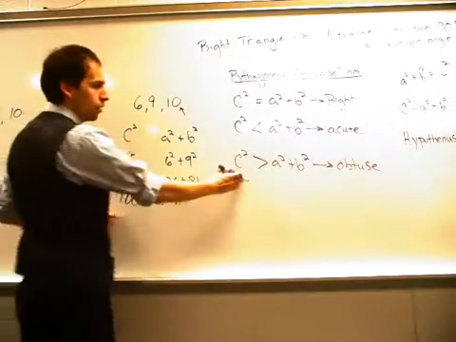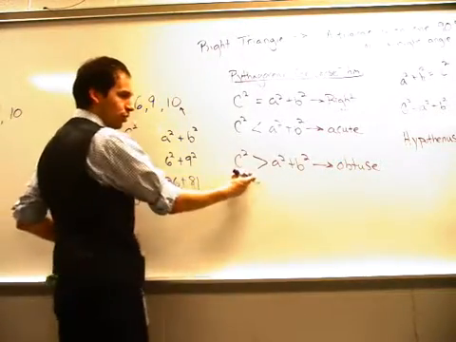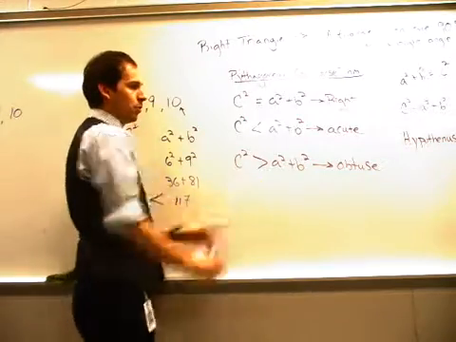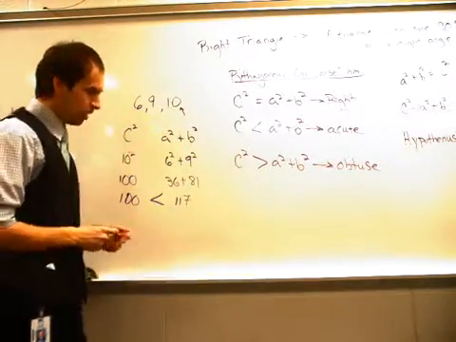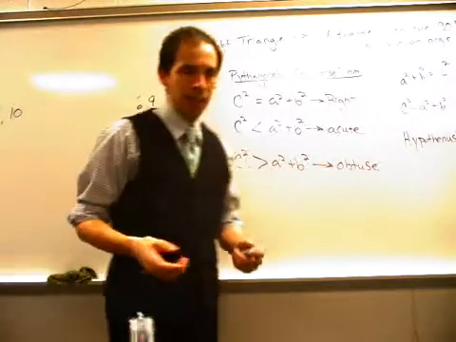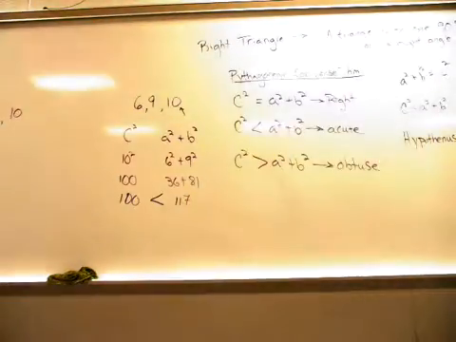Alright? And it works also the same way. If this were larger than the A squared plus B squared portion, it would be obtuse. And if they were equal, they'd be a right triangle. So give that a shot, see how that works. I hope that helps. And we'll see you in a couple.